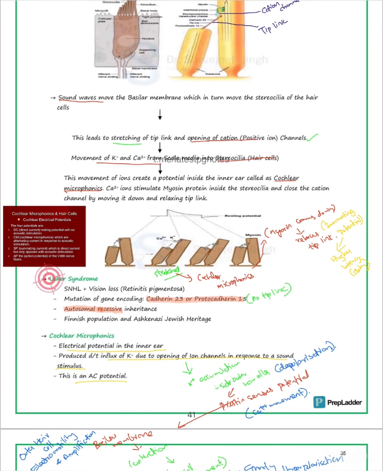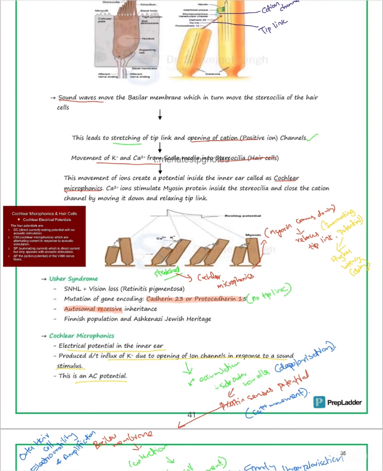There is a syndrome known as Usher syndrome, where there is a mutation of the gene encoding cadherin 23 or protocadherin 15. So this causes the absence of the tip link. So the person will experience sensorineural hearing loss along with vision loss due to retinitis pigmentosa, and this cadherin also plays a role in vision. Okay, guys.